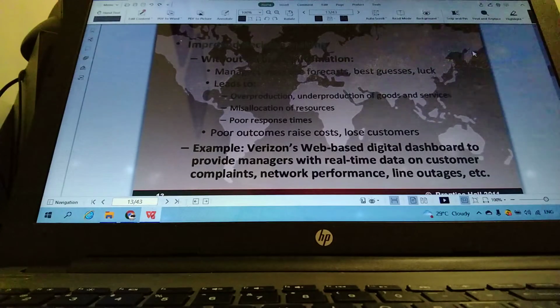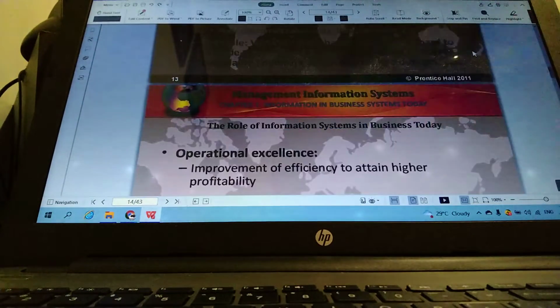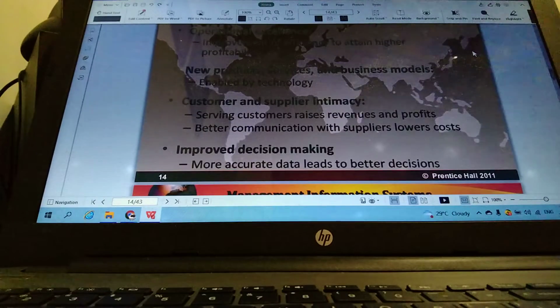Also, without a proper IT system helping us in decision making, poor outcomes raise the costing, it will go higher, and with that we're going to lose more customers, because customers are not going to be happy with the delay in delivery, for example, or with the cost getting higher and higher, and many other reasons. Yeah, so definitely IT is a key factor in helping us make decisions.